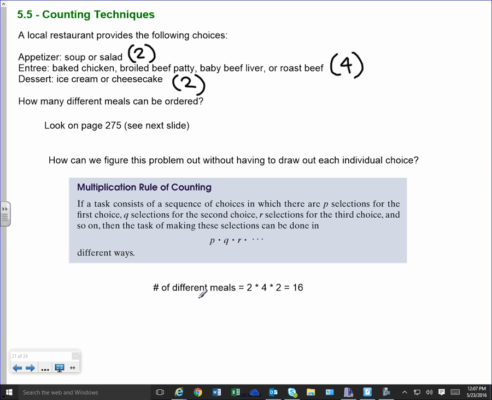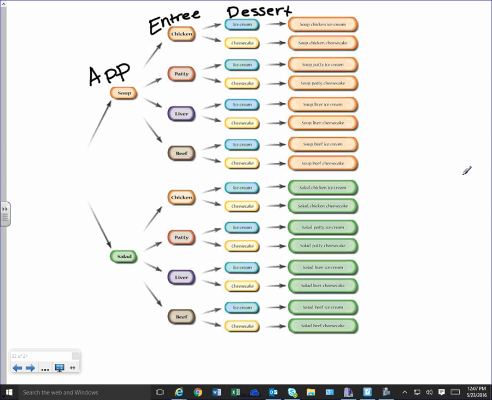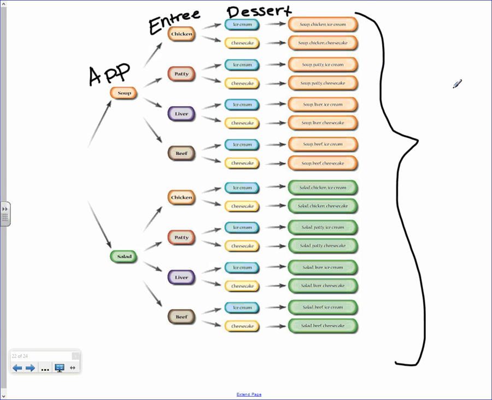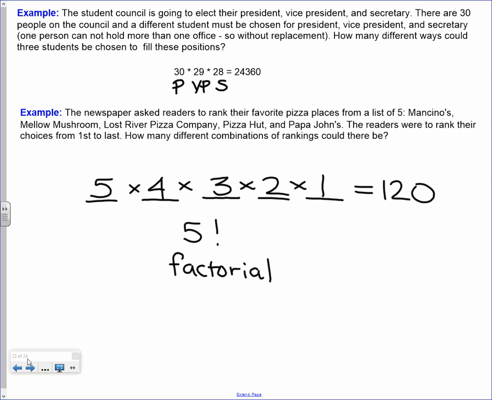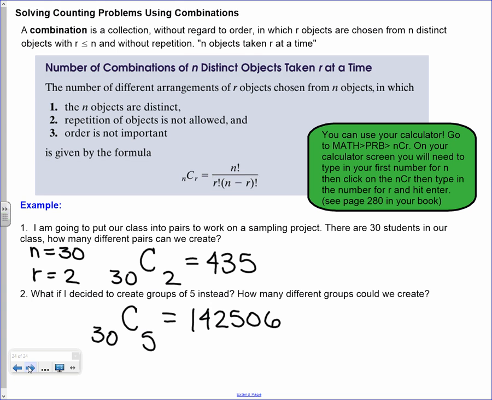But back to this, all we need to do is multiply all those options for each part. So appetizers, we had 2 options, entree 4, dessert 2. So 2 times 4 times 2 is 16. And you'll notice if we go here and count all these, we have 16 there. So it works the same whether you use the counting technique or actually go in there and count. So these are some different options you can use for counting techniques.